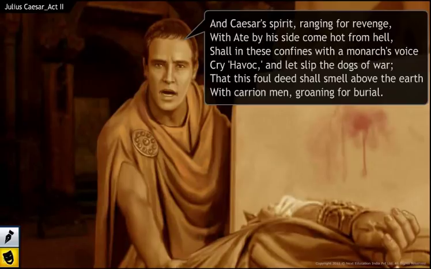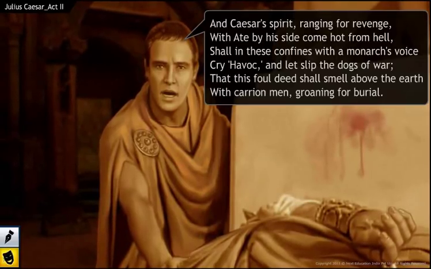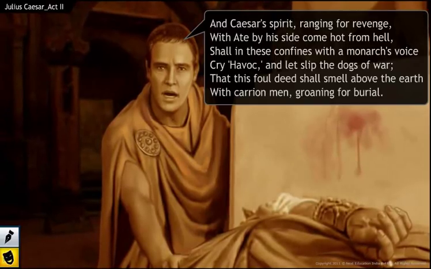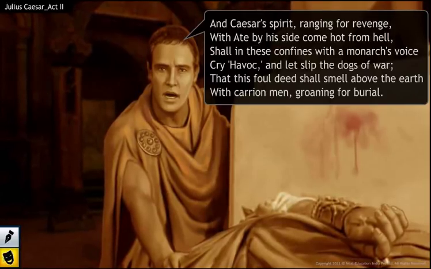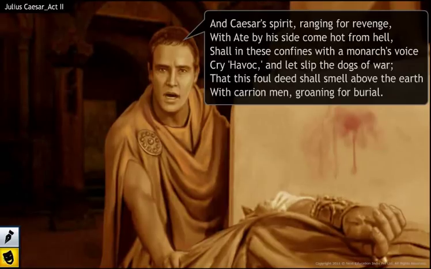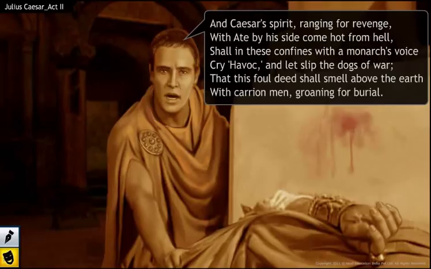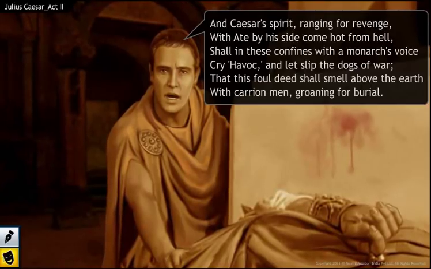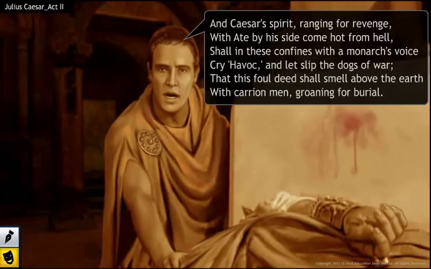With the Roman goddess of revenge, Ate, by his side, he will come back from hot hell and cry out havoc in a monarch's voice and unleash the dogs of war. Then, the foul deed of Caesar's murder shall smell above the earth with rotting corpses asking for burial. Antony talks in rage and foretells the destruction and disorder which will befall Rome due to the angry spirit of Caesar.